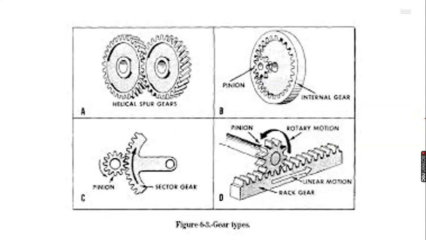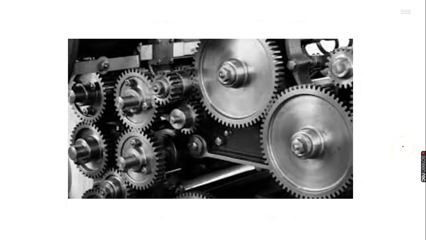These are different types of gear that we have: helical spur gear, the internal gear, sector gear, and rack gear. So you can always read more to gain more knowledge on this topic for today.